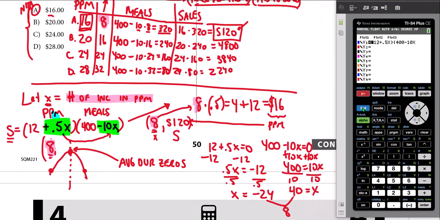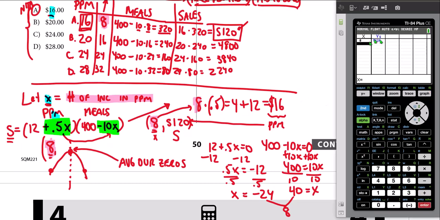And now I'm going to go into my table. And I have an X column and a Y column. That Y column, again, is the sales column. And now what I'm going to do for each of these answers is I'm going to determine what X is. X is the number of increases. I've already done this work up here, so I don't have really any more work to do. For $16, the number of increases in the price per meal would be 8. So I'm going to type in 8, and I'm going to hit enter.